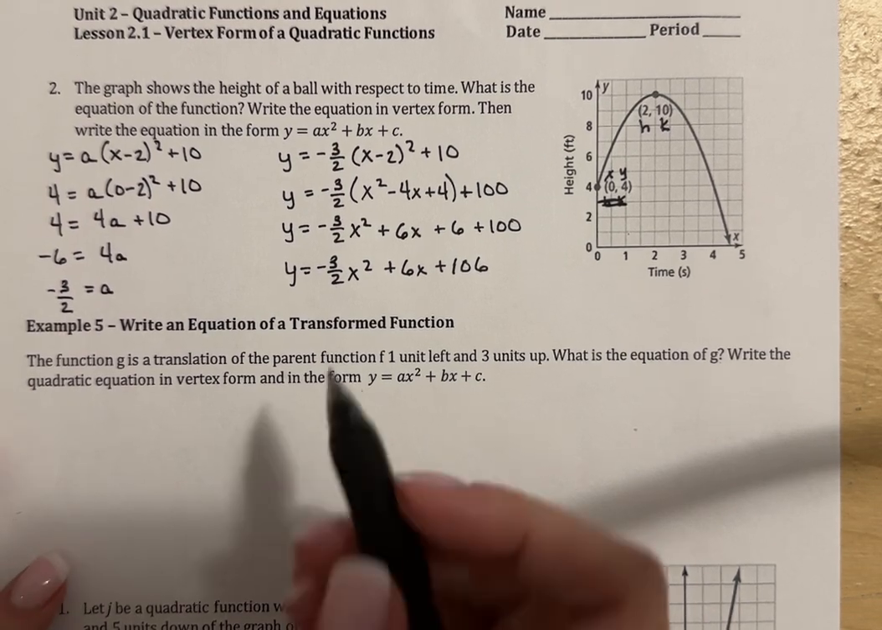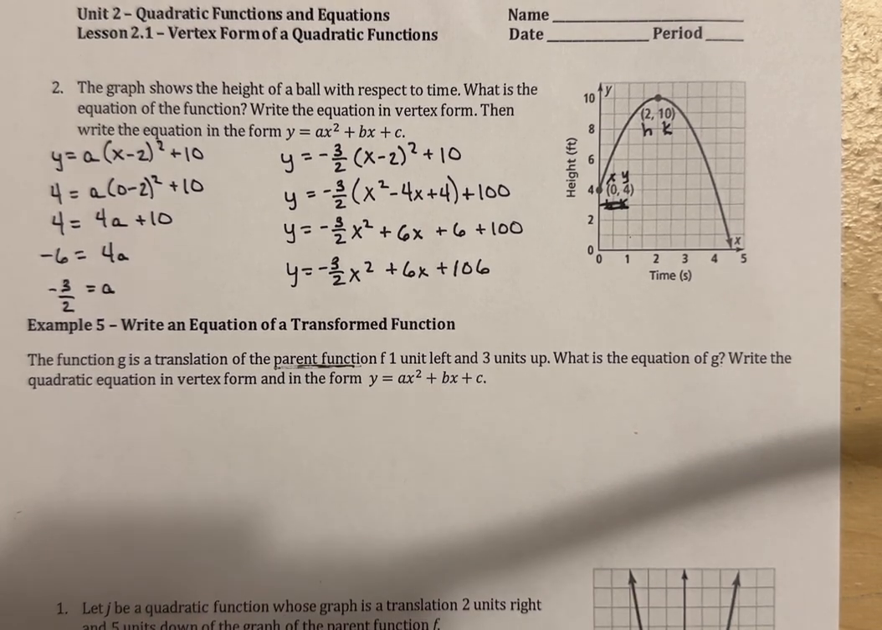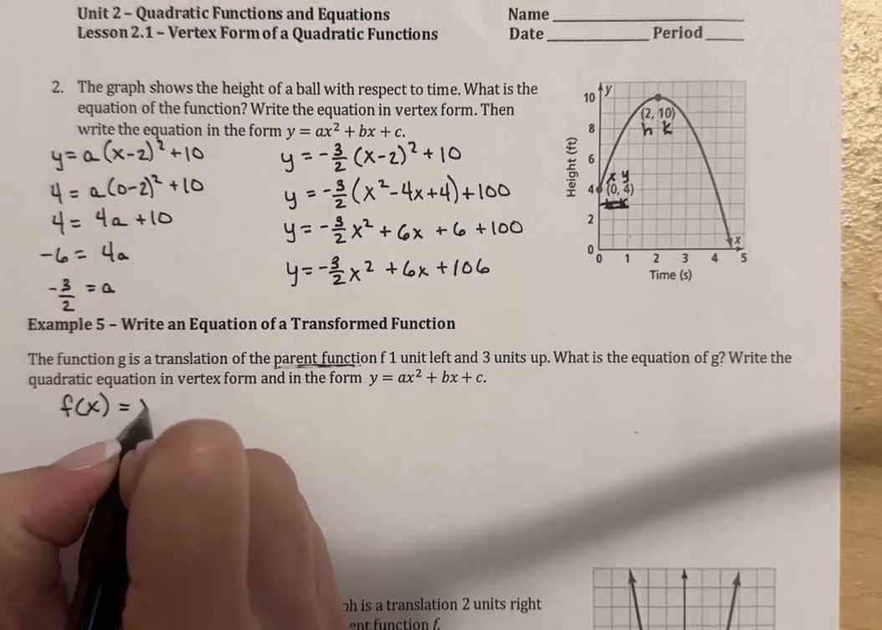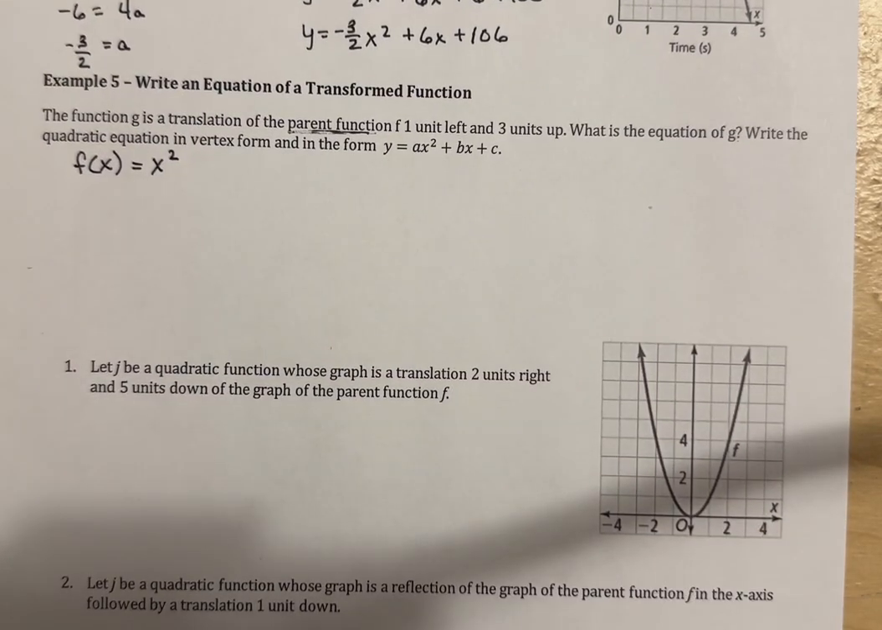Okay, so we use the word parent function. If you remember a while back when we were starting our notes out, I talked to you about the parent function very briefly, and I reminded you that the parent function of any quadratic is f of x equals x squared. That's just the basic quadratic right there. Now we are going to take that quadratic, and the only thing we're going to do to it is move it left 1 and up 3 units.